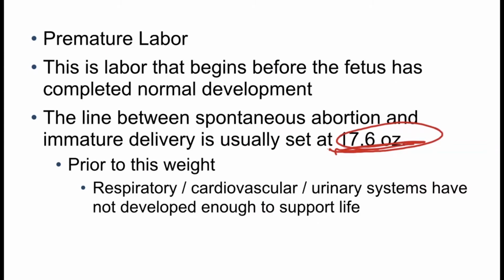Most of it is in surfactant. Remember we talked about surfactant in the lungs? Surfactant coats the lungs so they don't collapse every time you take a breath. When the baby's that little, they have no surfactant, so every time the baby tries to take a breath, the lungs completely collapse. You've got to re-expand those lungs every time, and that's not compatible with life. So they usually set about 17.6 ounces, right between 1 and 2 pounds, to determine if the baby is survivable.